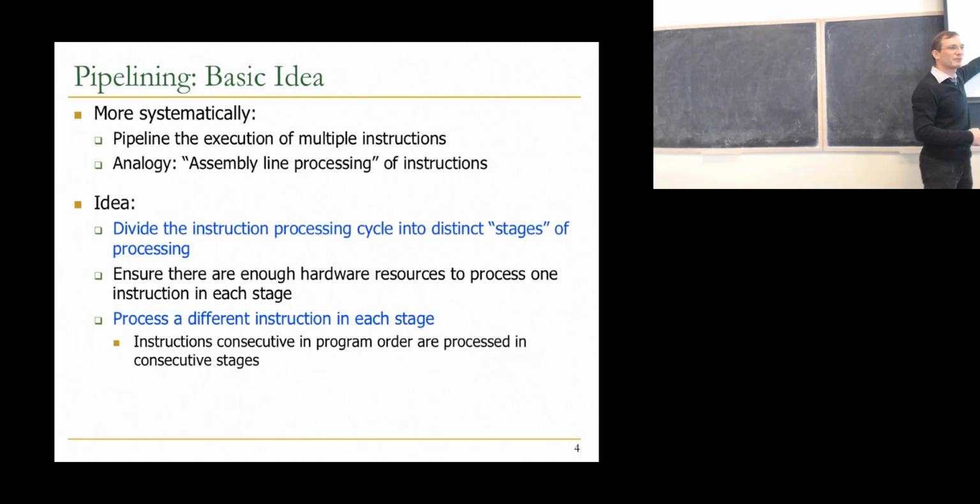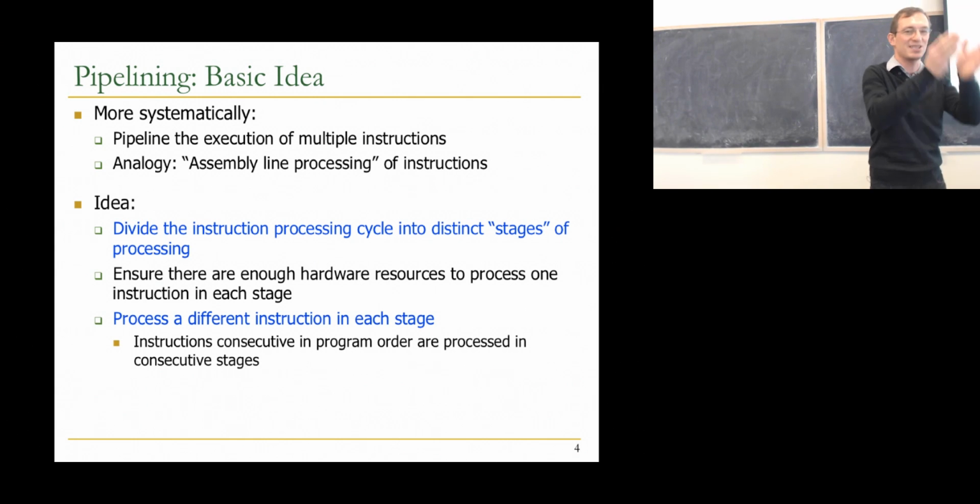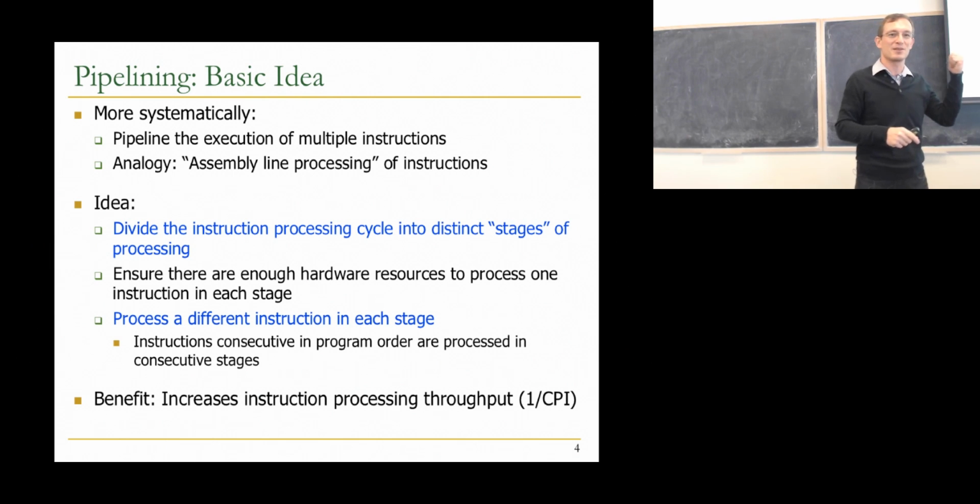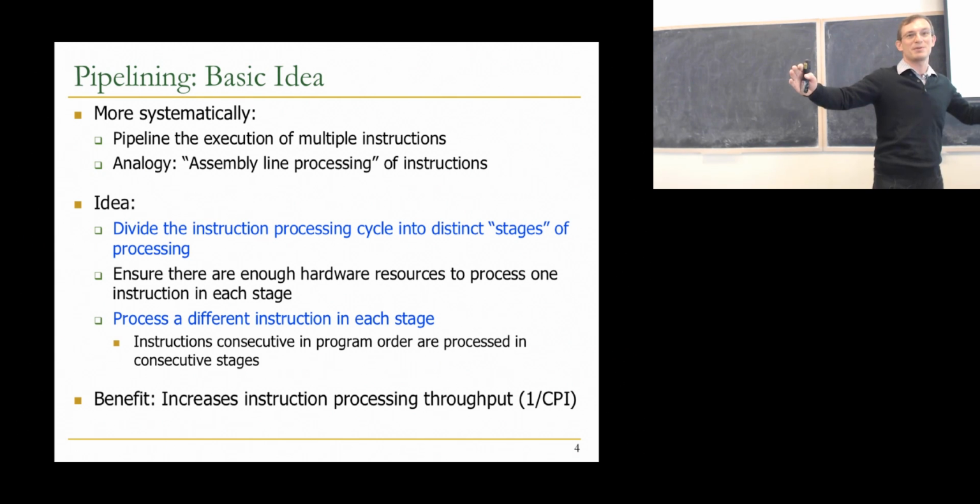Basically, if you are following the von Neumann model, which we have been following and we will follow for a while, instructions consecutive in program order are processed in consecutive cycles in the same stage, right? Hopefully, barring some dependencies that we will discuss soon. So the benefit is hopefully obvious, right? You've increased concurrency now. You've increased instruction processing throughput. So you're doing multiple instructions per cycle now, right? You're still finishing one instruction per cycle at the end of the pipeline, as we will see in the figures. But at any given point in time, you're doing multiple instructions per cycle. So hopefully, your throughput in the pipeline is one instruction per cycle at the end. But the latency of an instruction may be multiple cycles.